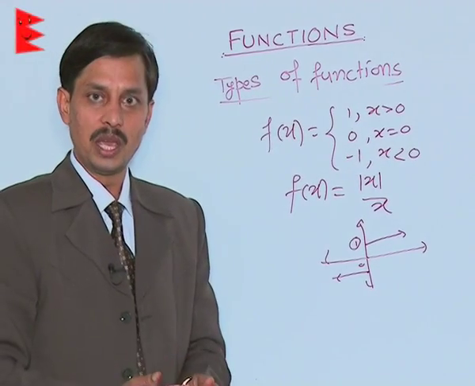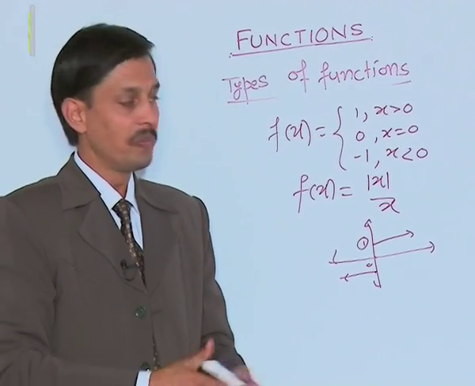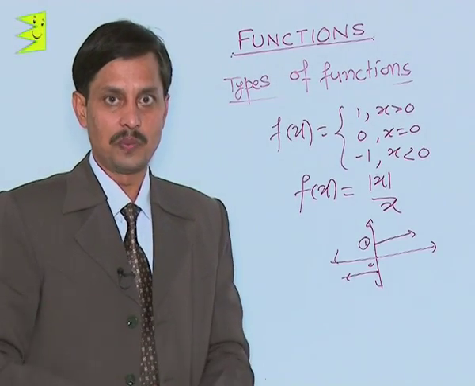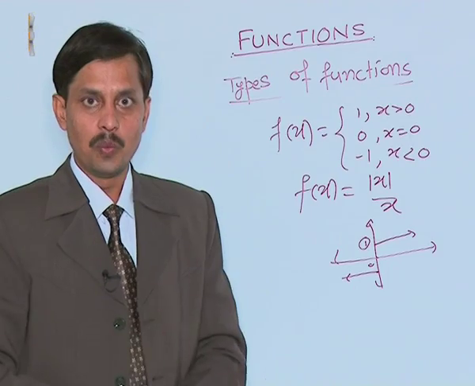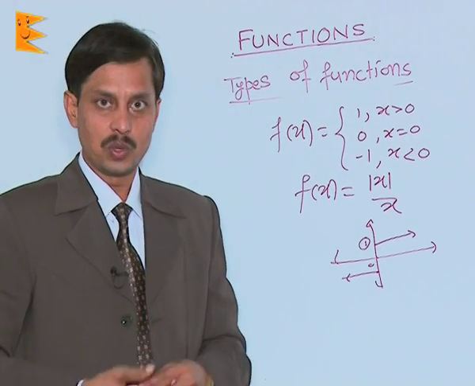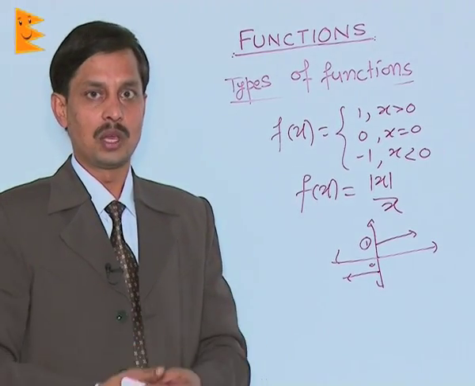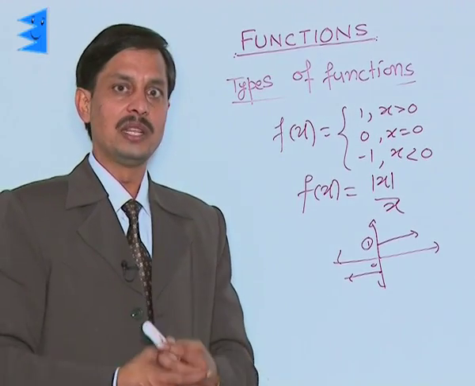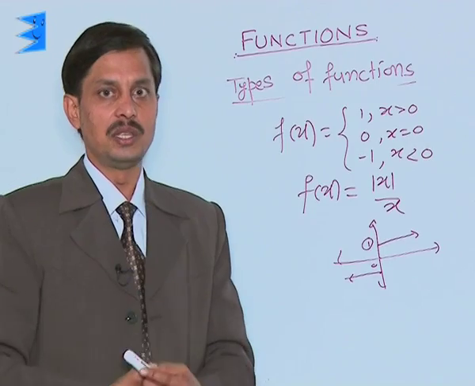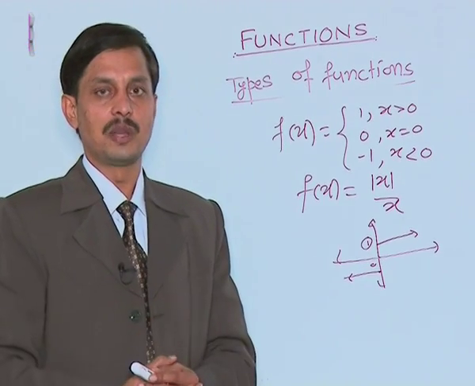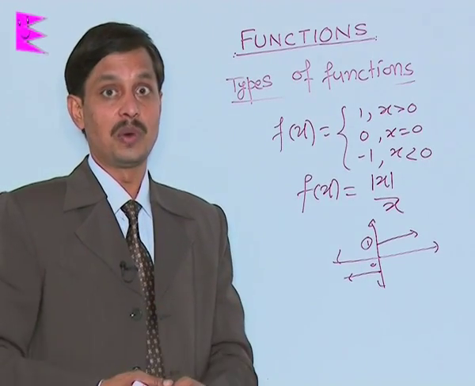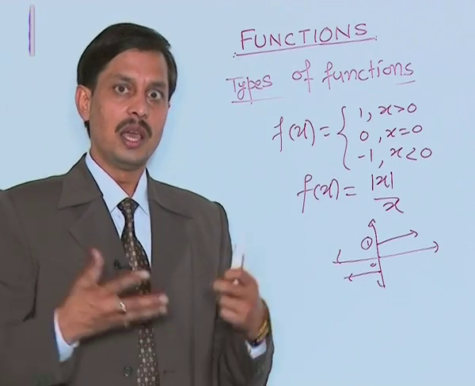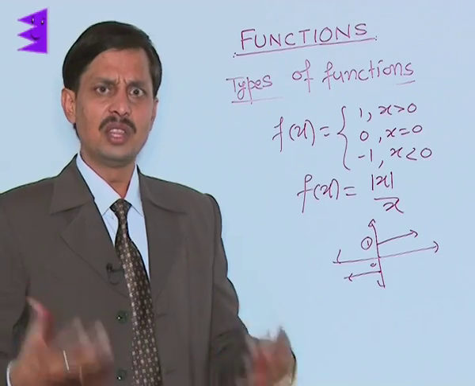So in this way, we can explain the different types of graphs. You can try the square function, the cube function, the square root function, the cube root function, logarithmic function, exponential function, greatest integer function, smallest integer function, combinations of functions, products of functions, rational functions, irrational functions, and so on.